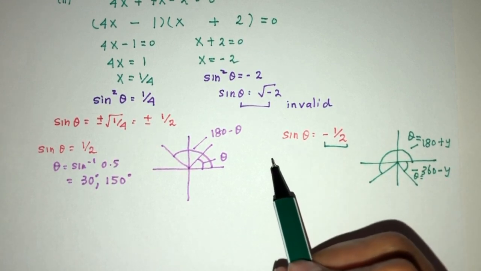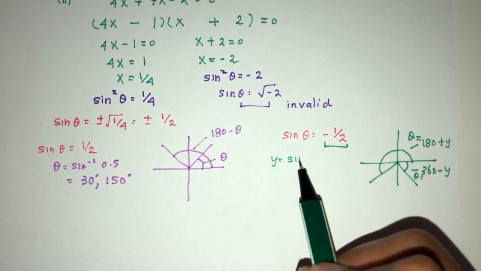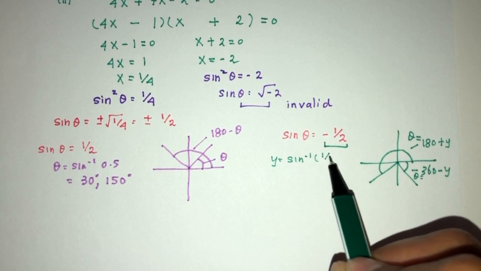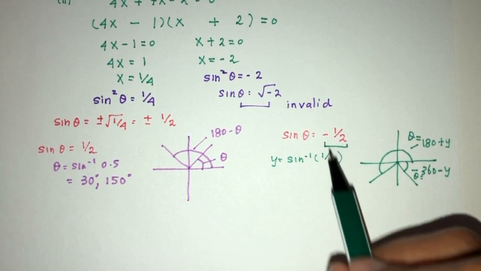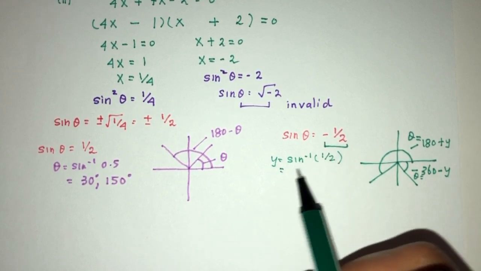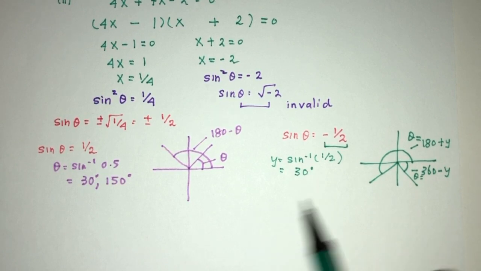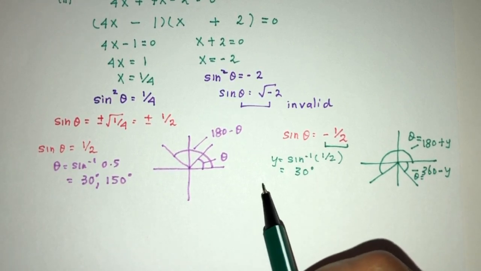So first, let's find the value of y. Y will be sine inverse when it is a positive value. So again, it will not be negative. Y will be, when it is positive, 30 degrees. Now, y is not your answer. We are trying to find theta.